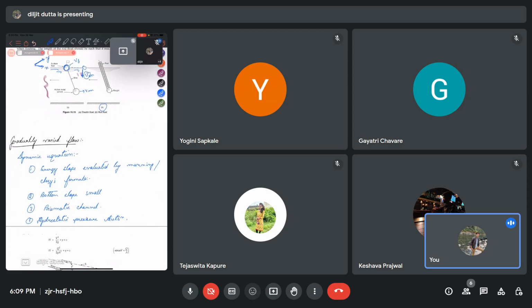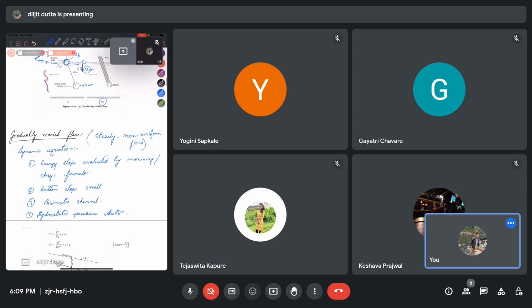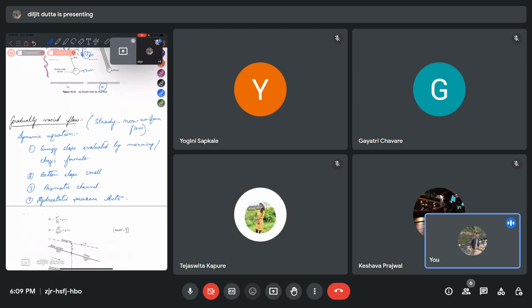Now let us go to the main topic of today, that is gradually varied non-uniform flow. Non-uniform flow can be of two types. One is gradually varied flow, and the second is rapidly varied flow. Gradually varied flow is a steady non-uniform flow, and rapidly varied flow is an unsteady non-uniform flow. First we will go through gradually varied flow.